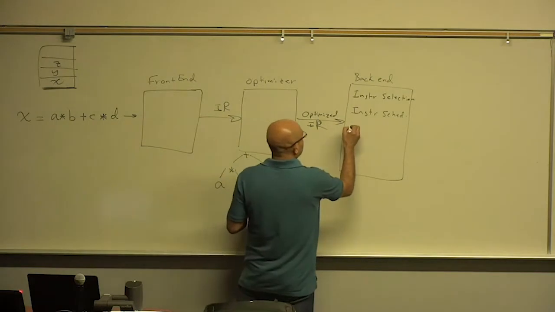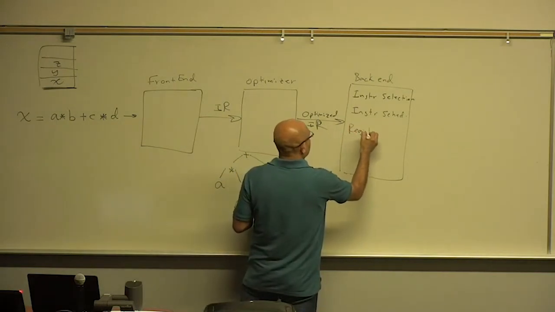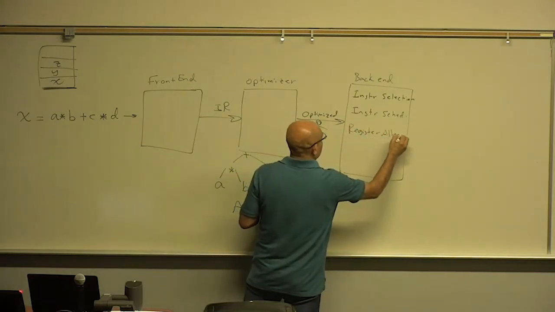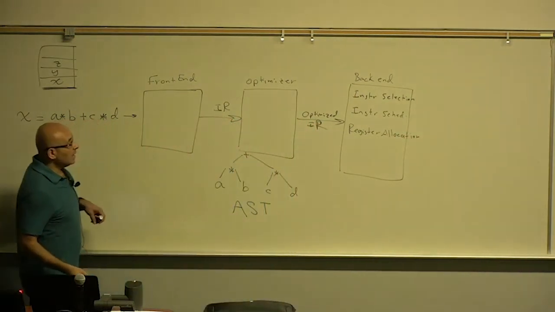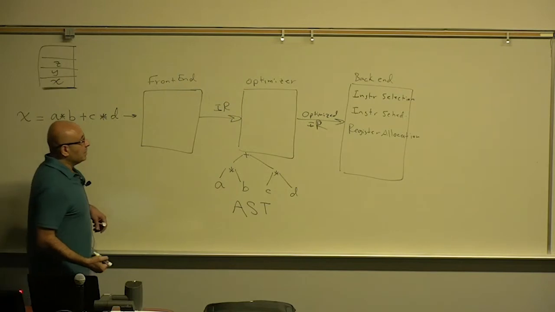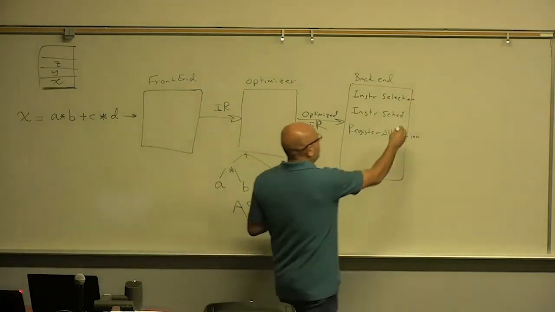Then it will do what we call register allocation, which is deciding which variables will go into registers. And this will generate the assembly.